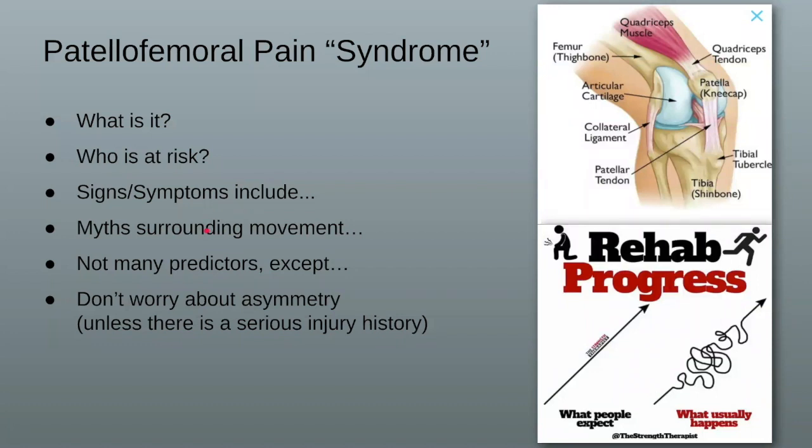We'll go into myths surrounding this injury a little bit later. And then same idea, don't worry about asymmetry. We'll get into that a little bit later.